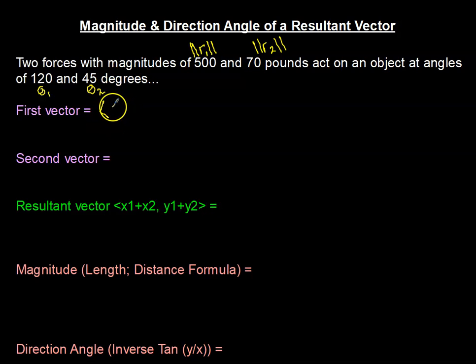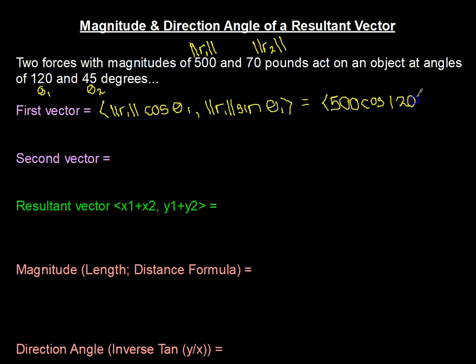And to find the x value of the vector, you're going to take the first magnitude times the cosine of the first direction angle. And for the y value, you're going to take the first magnitude times the sine of the first direction angle. So I'm going to plug in the values, giving me 500 times cosine of 120 degrees and 500 times the sine of 120 degrees.